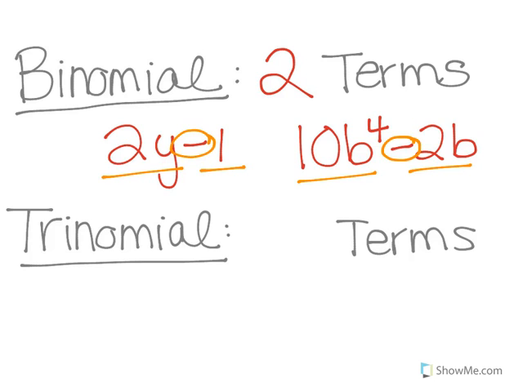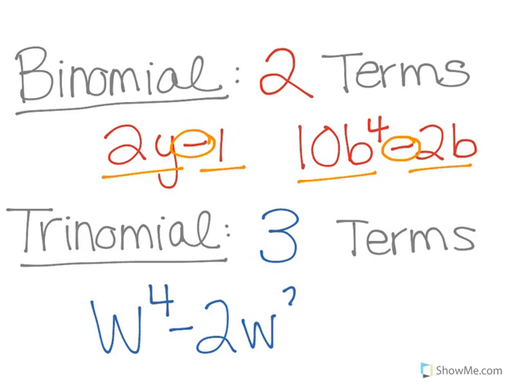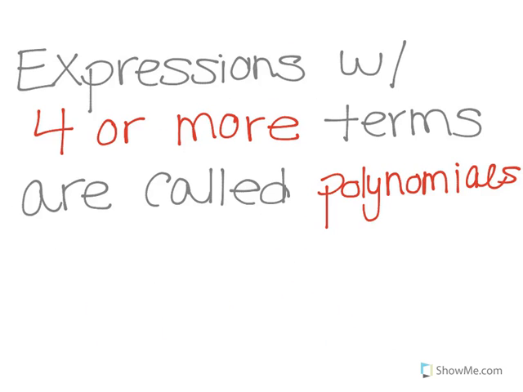And then I'm sure you can guess that a trinomial is an expression with three terms. For example, w to the fourth minus 2w squared plus 5. This is called a trinomial. And then the last term to name would be expressions that have 4 or more terms. Those are just called polynomials. So whether they have 4, 5, 6 or more terms to them, they don't have a fancy name, they're just called polynomials.